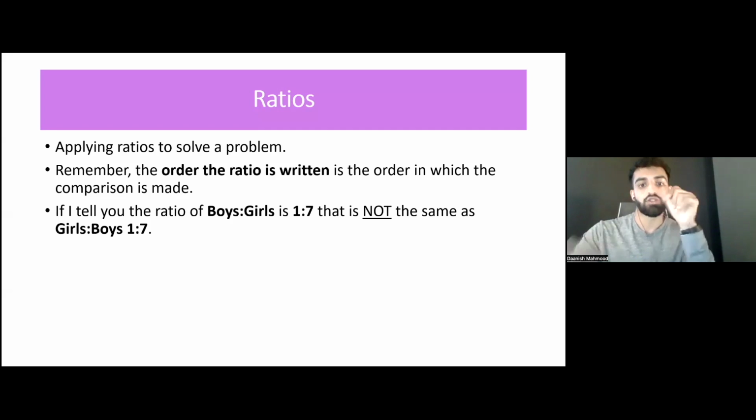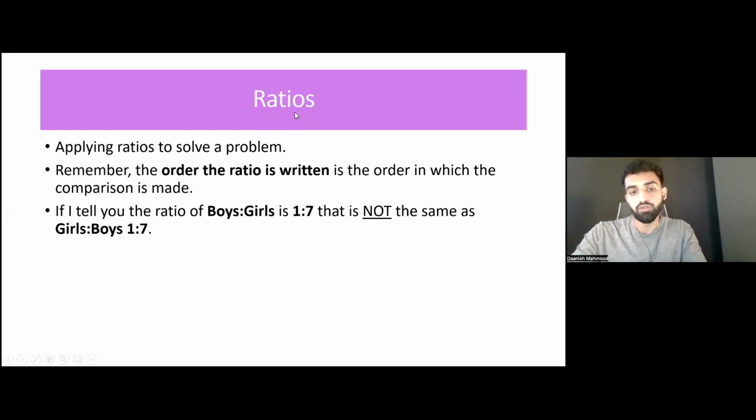So if I tell you the ratio of boys to girls is 1:7, that's not the same as girls to boys 1:7. Boys to girls means boys come first and girls come second, and it's 1 and then 7. So even when you're doing your calculations, this makes a big difference. Try not to get mixed up by that. Make sure you're familiar with the ratios.